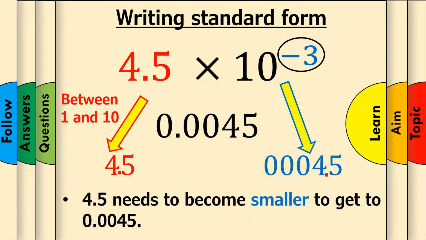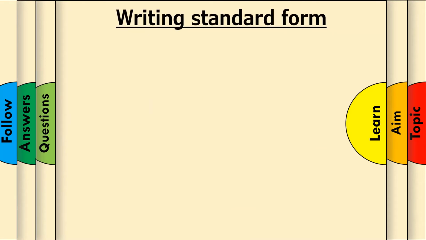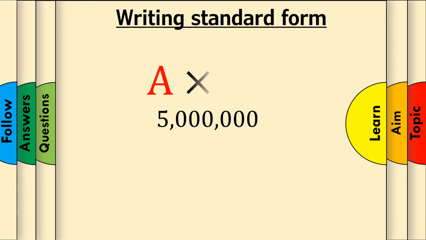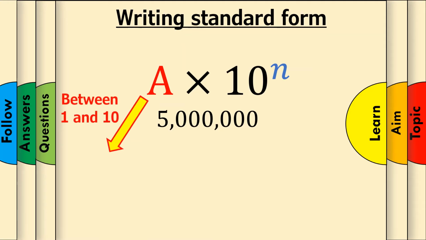As a final example, before we start converting standard form back into actual numbers, let's write 5 million in standard form. First, write out our style, A times 10 to the power of n. Like always, to work out A, turn 5 million into a number that is bigger or equal to 1 and less than 10. Here, place a decimal point in to make the number 5. Remember that since the decimal numbers are just zeros, we don't need to write them.